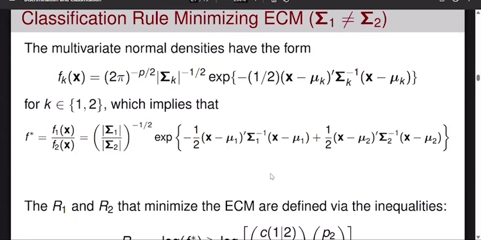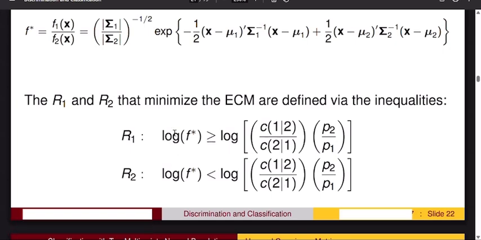Mathematically speaking, after algebraic simplification, this is what you're going to have as your F star. Now, when you have this as your F star, we're going to take the log. Taking the log, then we're going to compare. You can see what I'm doing here. When the log of that is greater or equal to the log of this, don't forget, I told you the other time what this represents.